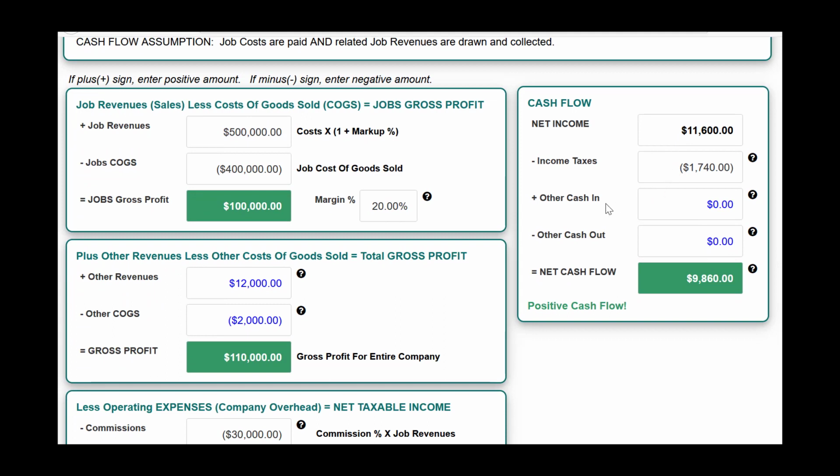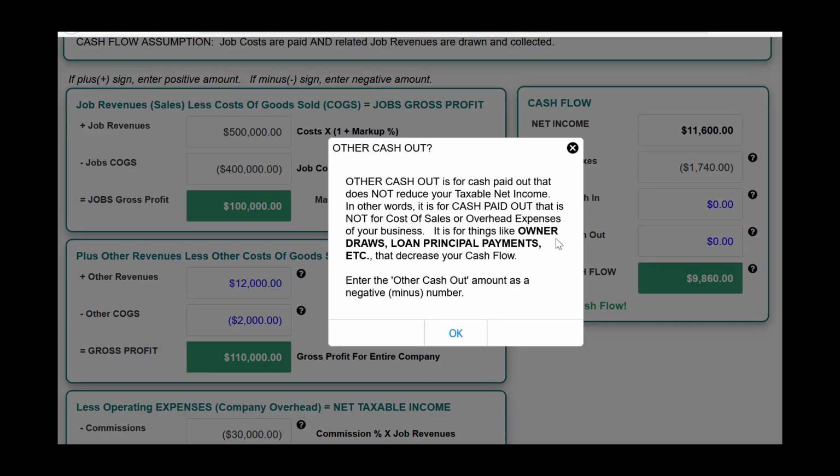Now let's see what the taxes were just based on that. And we don't have any other cash coming in. This could be cash you're thinking you're going to get from an investor that is not part of your income statement, or a loan that you might be getting, but I'm just going to leave that alone right now. But let's say in your head that you thought, I need to take as an owner draw. Other cash out can be owner draws or payments on principal on loans, etc.